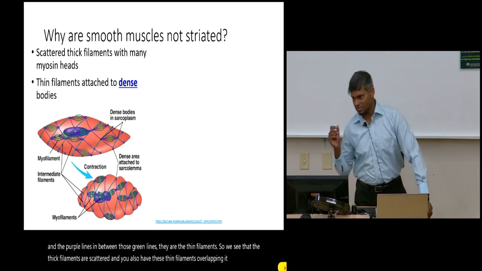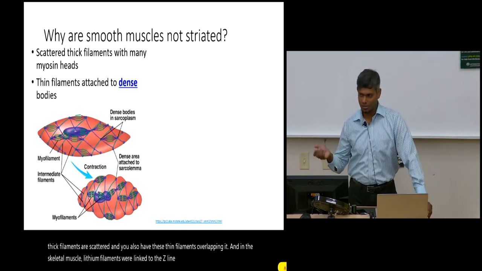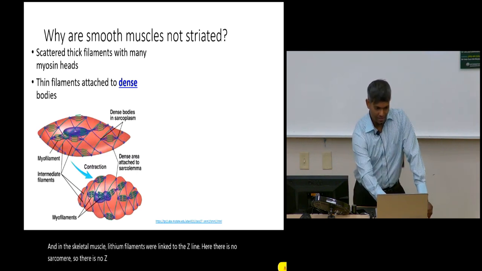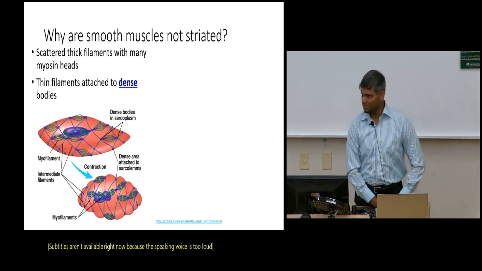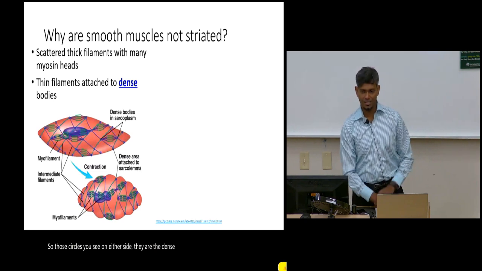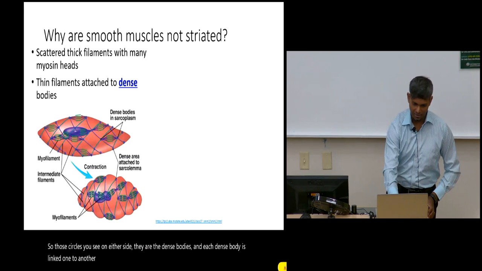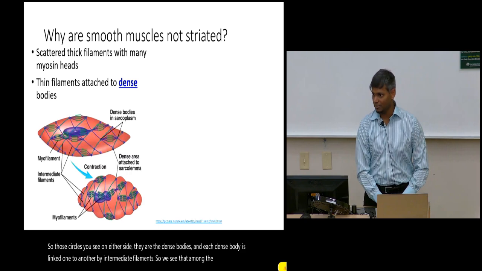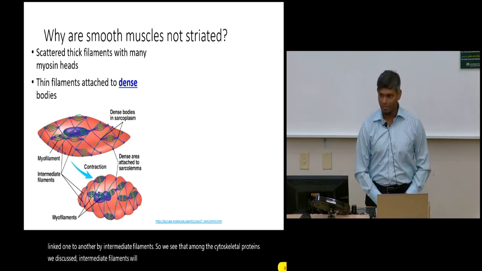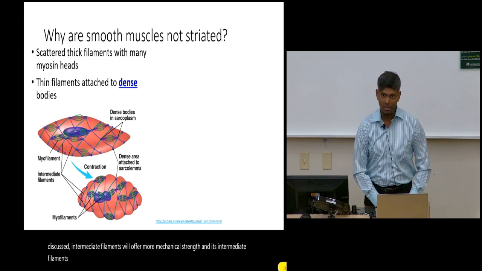And in the skeletal muscle, the thin filaments were linked to the Z line. Here there is no sarcomere, so there's no Z line. Instead, these thin filaments are linked to what is known as dense bodies. So those circles you see on either side, they are the dense bodies. And each dense body is linked one to another by intermediate filaments. Right? So we see that among the cytoskeletal proteins we discussed, intermediate filaments will offer more mechanical strength, and it's the intermediate filaments which link the dense bodies.